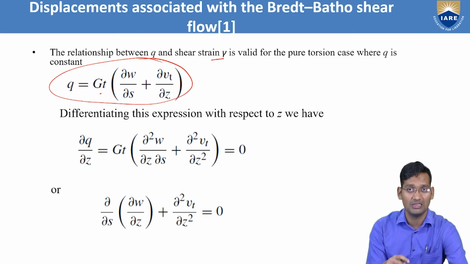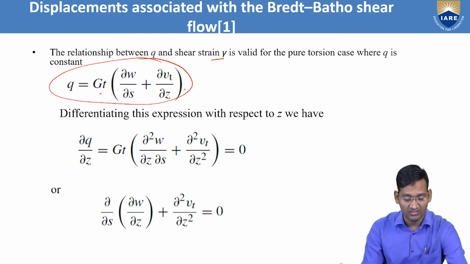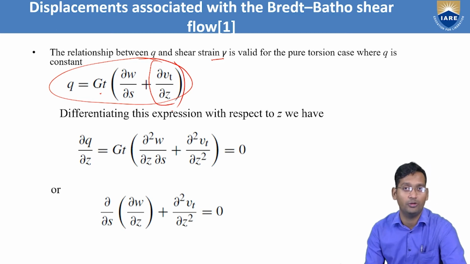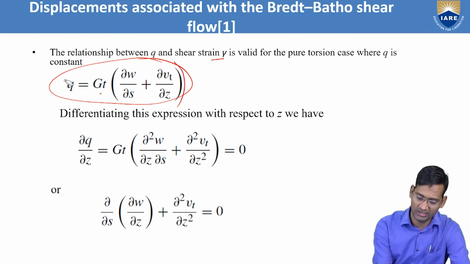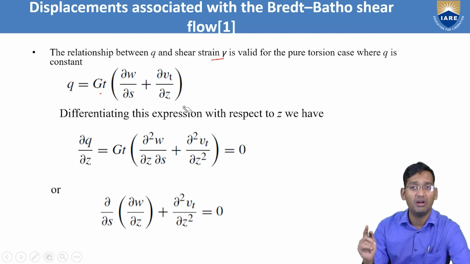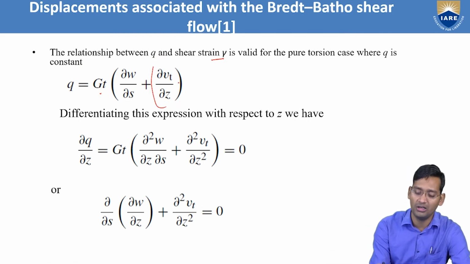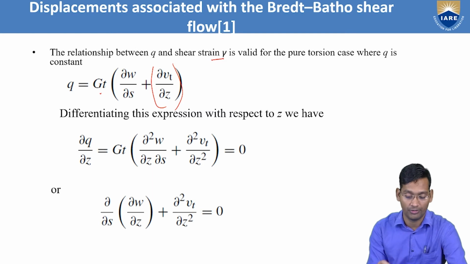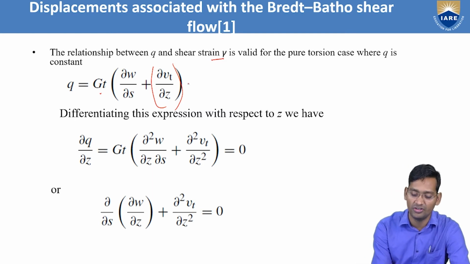In the previous concept also we started with this one, and later we substituted del Vt by del Z value, right? So again we will start from this equation only, but there we substituted the value of del Vt by del Z, and here we will not substitute. Because we found del Q by del Z, in the same way we will differentiate this equation.